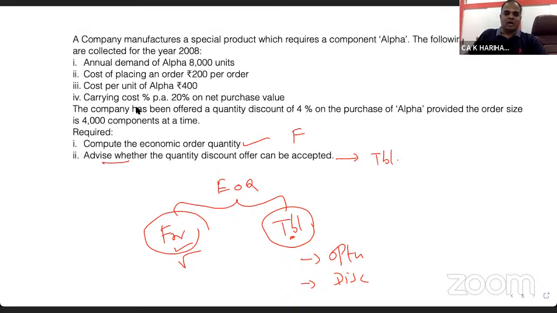Why tabular method? Options given. The order size is 4,000 components. If I'm going to buy 4,000 components at a time, is it worth it or not? That's the next question. So, in this circumstance, we have to use the tabular method. Clear?